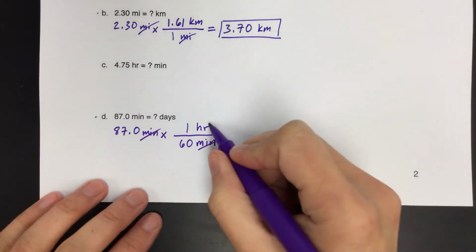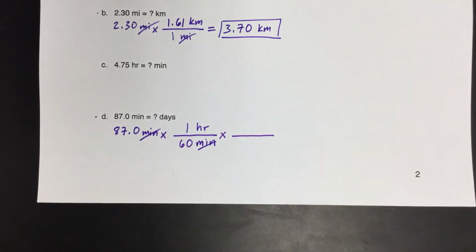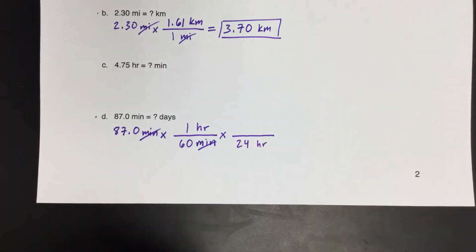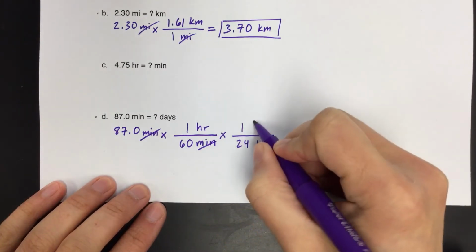But now I'm at hours, I'm not quite to days. So I need to do another conversion factor and think about if I know the relationship between hours and days. Luckily I do. It's going to be 24 hours, and it needs to go in the bottom to cancel out the hours here, and that's equal to 1 day.